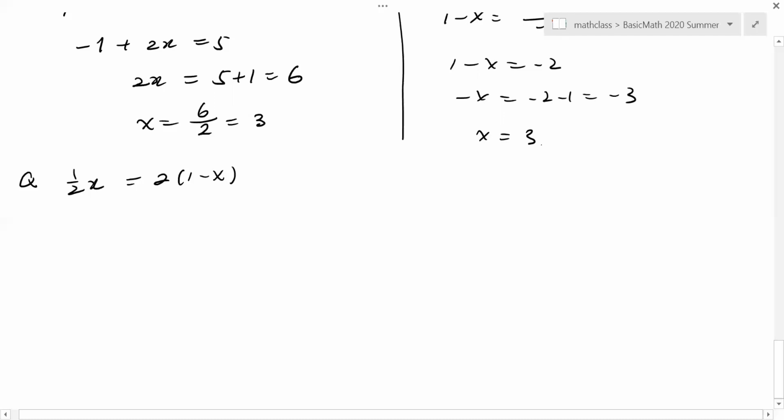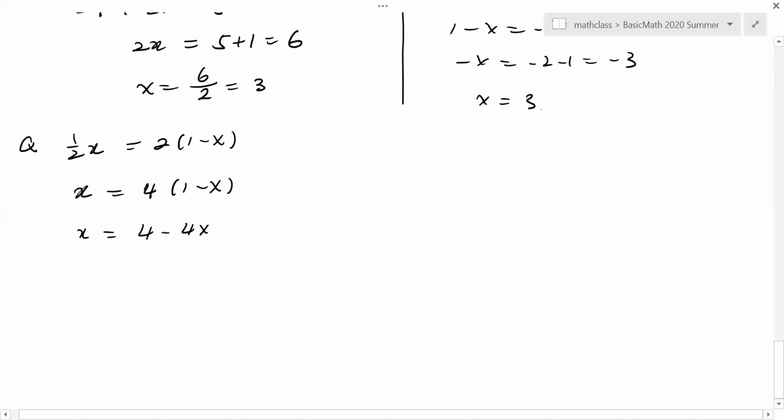All right, so let's do this. You multiply both sides by 2, right? So you get x equals 4 times (1 minus x). That's the first bit. Then you multiply this out, so you get 4 minus 4x. Then you add 4x to both sides, you just move 4x to the left-hand side. So x plus 4x equals 4. So this side I have 5x equals 4. Then you divide both sides by 5, so you get 4 over 5. Good job.